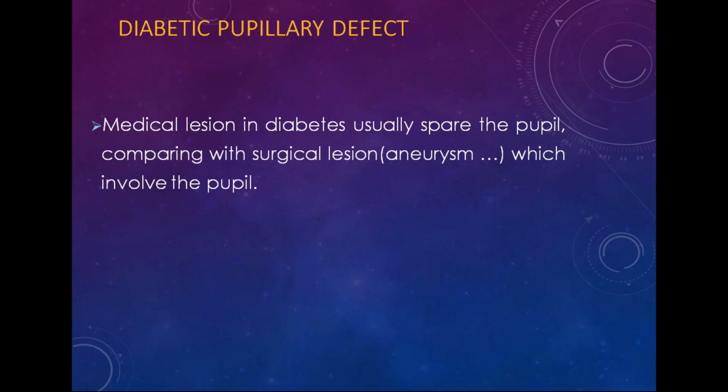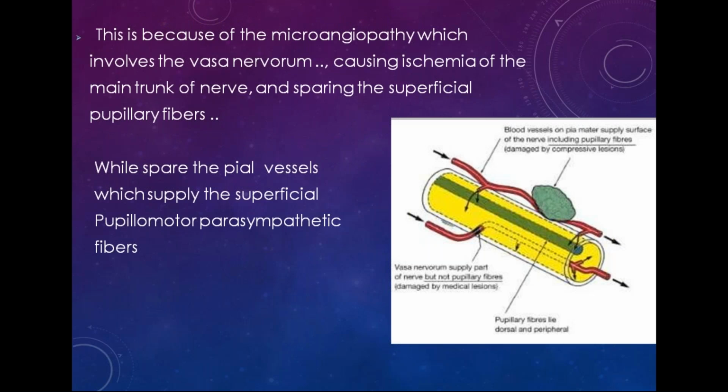Medical lesions in diabetes usually spare the pupil, compared with surgical lesions such as aneurysms, which involve the pupil. Aneurysms usually involve the pupil, whereas medical lesions will not. This is a surgical lesion. If the lesion is surgical, compressing the blood vessels, it leads to involvement of the pupil. If it is a medical lesion, it does not involve the pupil.